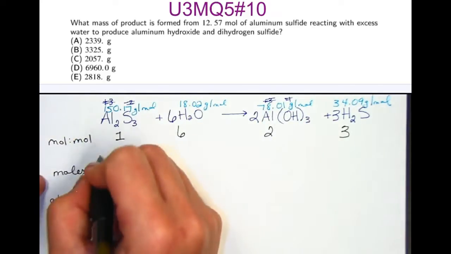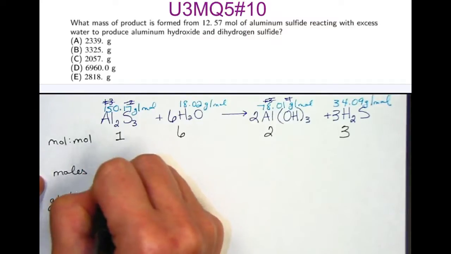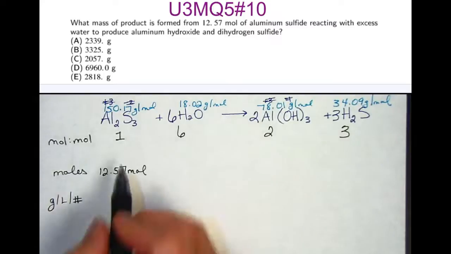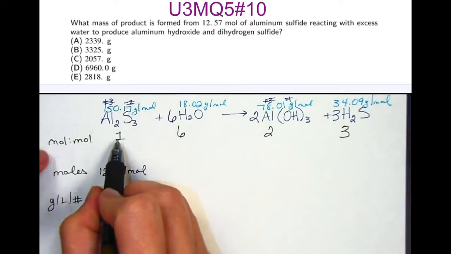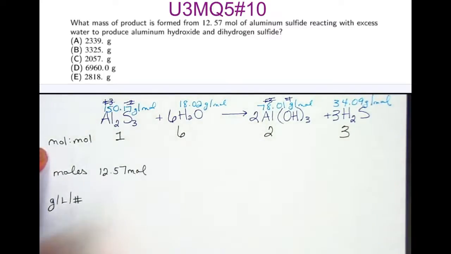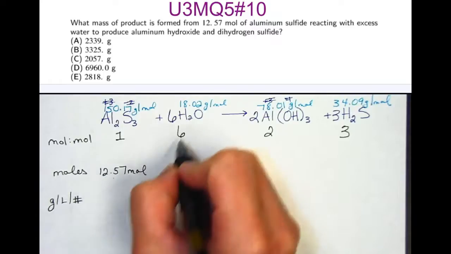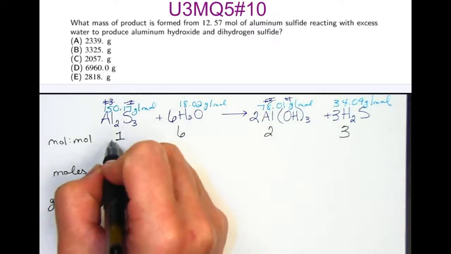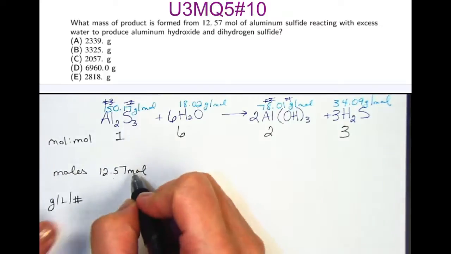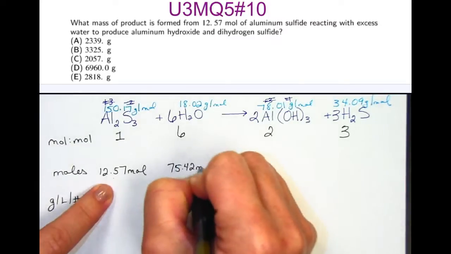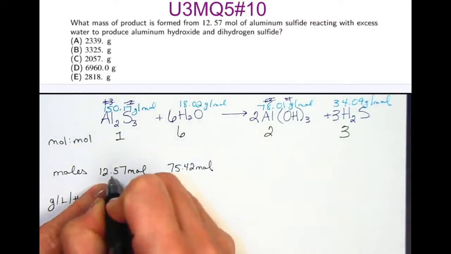We are given 12.57 moles of the aluminum sulfide, which is actually very convenient since this has a ratio of 1 compared to the other 3 things in our equation. So if we take 12.57 and multiply times 6, because water has 6 times the moles that aluminum sulfide does, 12.57 times 6 equals 75.42 moles of water consumed.